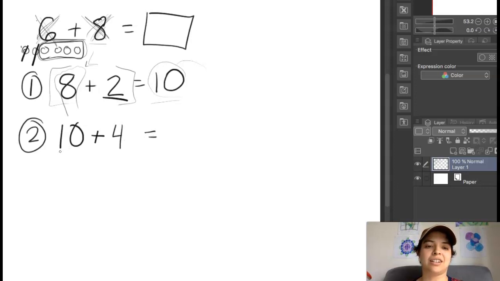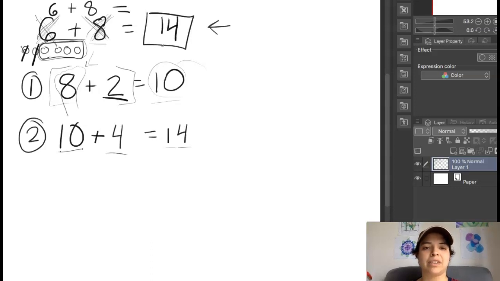And boy, isn't that easy to do. 10 plus a number, 10 and 4. 1 group of 10 and 4 1s. 10 plus 4 is 14. So if you go back up here to the original sentence where we had 6 plus 8, we now know that 6 plus 8 equals 14. How about that?